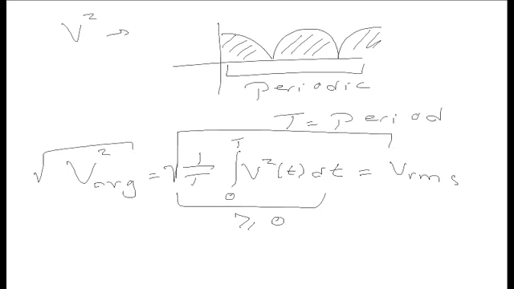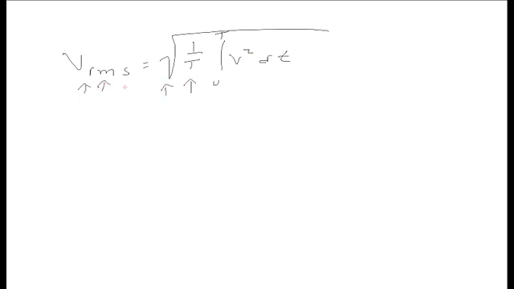Now it's getting a little messy, so let's rewrite that. VRMS is the square root of 1 over the period, the integral over the whole period of v squared dt. Root mean square. This is also sometimes known as the effective voltage. And you'll see that in your textbook.